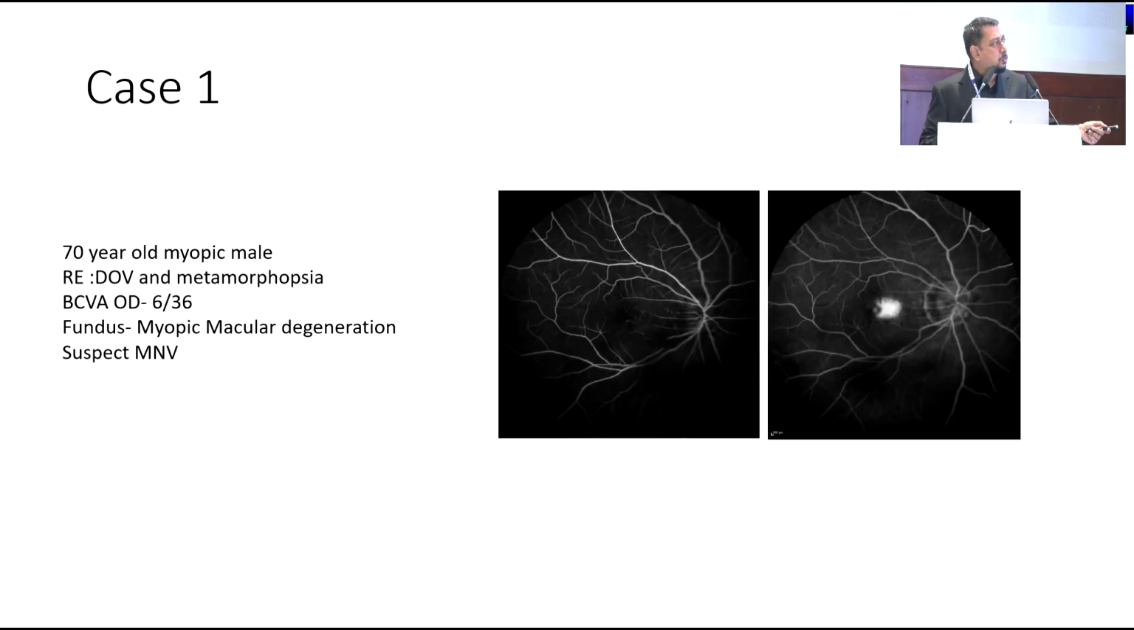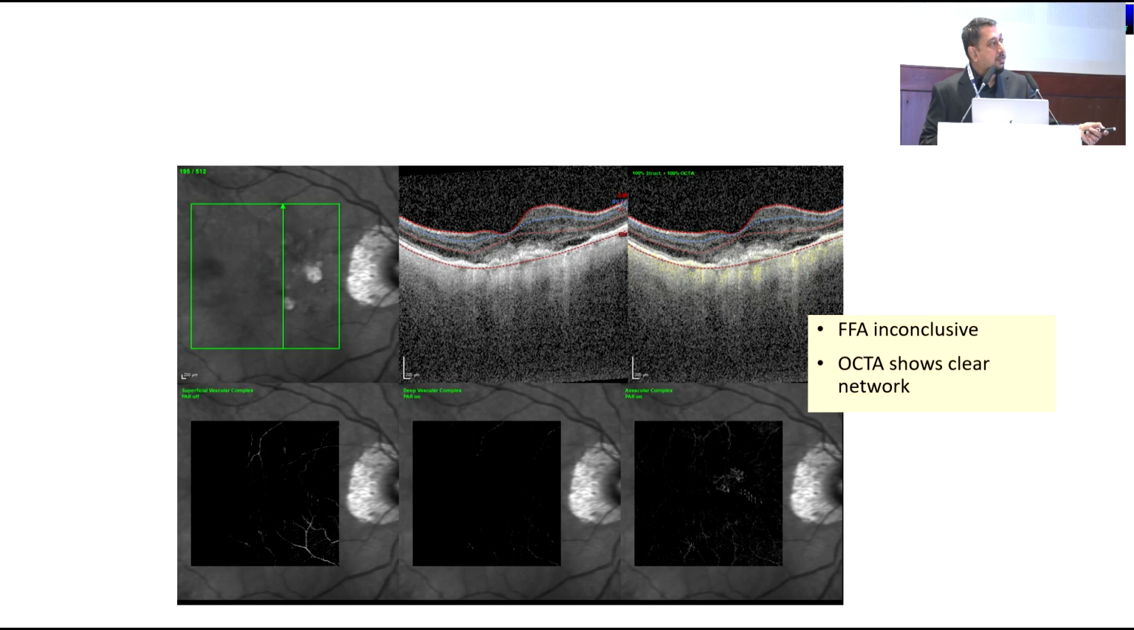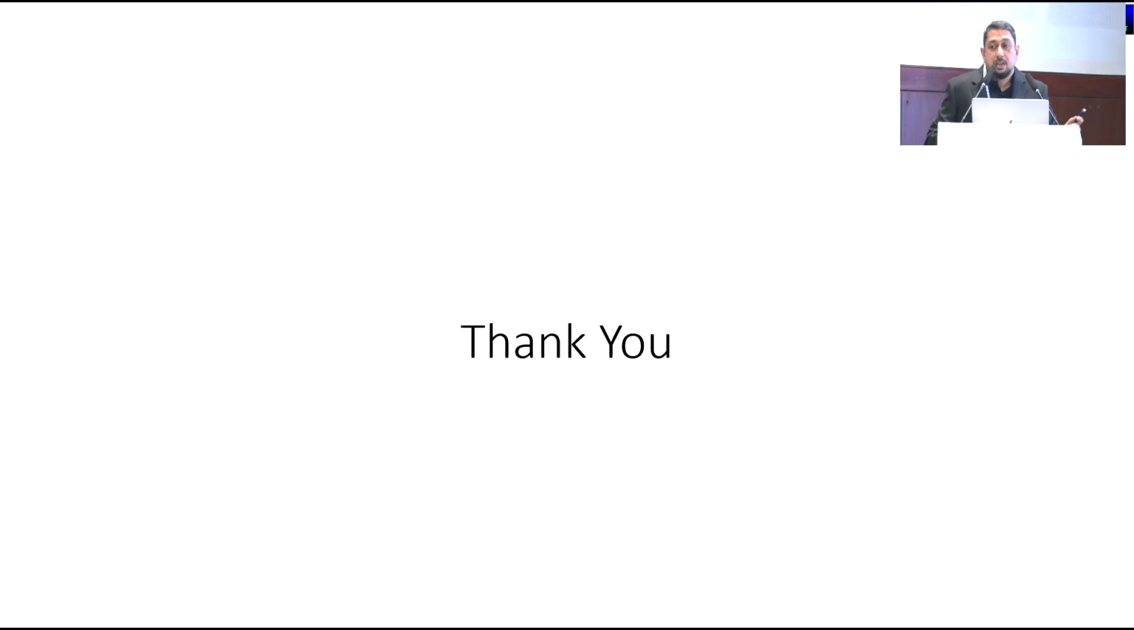The last is just one more slide. Secondary CNVMs, you have a lot of, what do you say, fluid. This is a myopic patient with hyperreflectivity. You don't know if it's because of a crack or lack of crack, and the OCTA reveals the membrane. So for all secondary CNVMs, the OCTA is extremely brilliant in diagnosing them. Thank you so much.